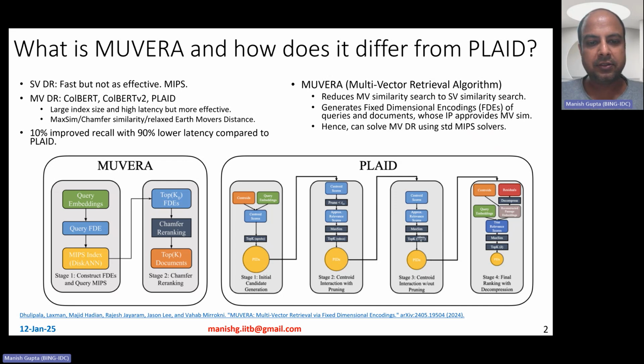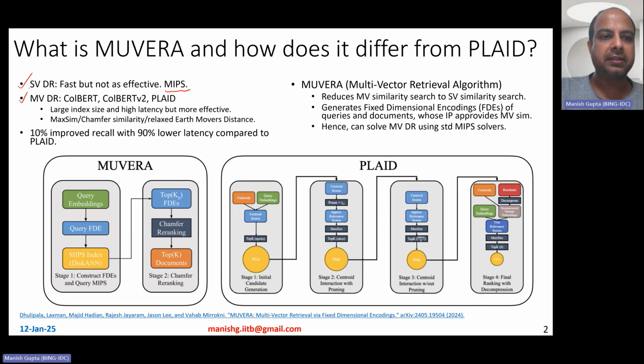Dense retrieval is basically doing retrieval using embeddings, and two types of dense retrieval have become popular these days: single vector dense retrieval and multi-vector dense retrieval. Single vector dense retrieval uses one vector embedding for the query and one vector embedding for the document, and then it works by computing maximum inner product similarity, so MIPS similarity. It's a dual encoder kind of framework. It's fast, but not as effective.